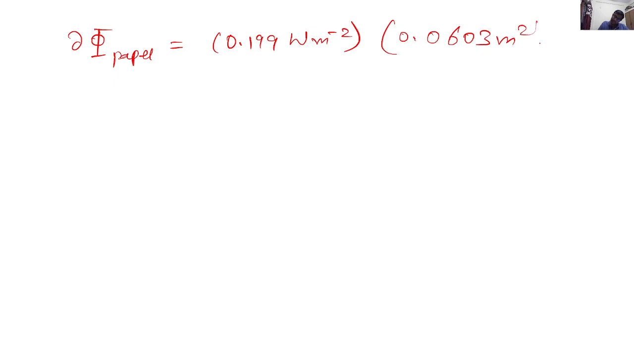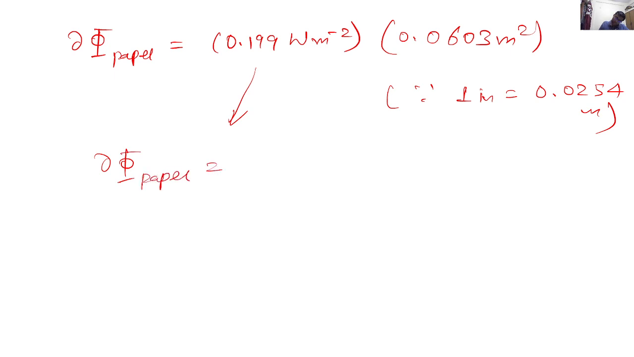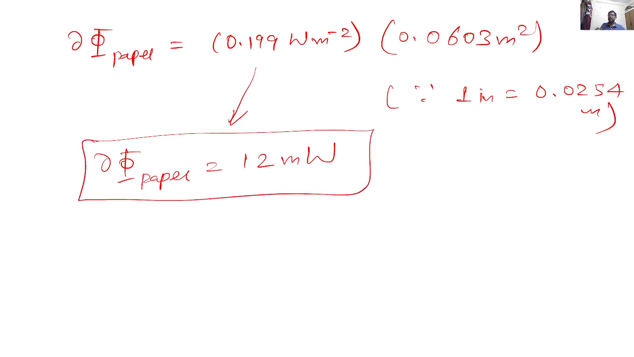Delta phi paper would be 0.199 watts per meter square times, just multiply the area and convert it into meters, the SI unit, 0.0603 meter square, since 1 inch is 0.0254 meters. So from here you get delta phi paper equal to 12 milliwatts. The answer you get is in watts. You just divide it by 10 to the power minus 3, and you get milliwatts.